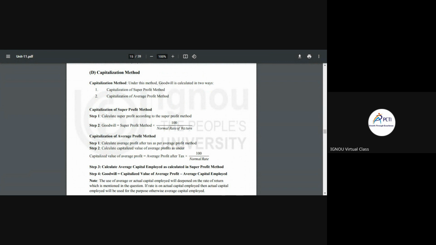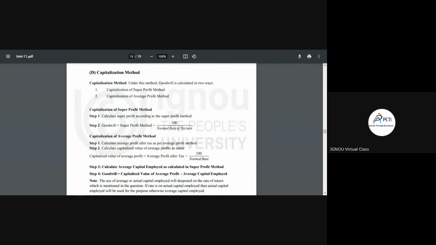Our next method is the capitalization method. Under this method, we need to calculate goodwill in two ways. First is the capitalization of super profit method, and second is the capitalization of average profit method. In the first one, step 1 is to calculate super profit according to the super profit method. Step 2: goodwill is equal to super profit multiplied by 100 and divided by the normal rate of return. You can also write this formula as super profit divided by normal rate of return.